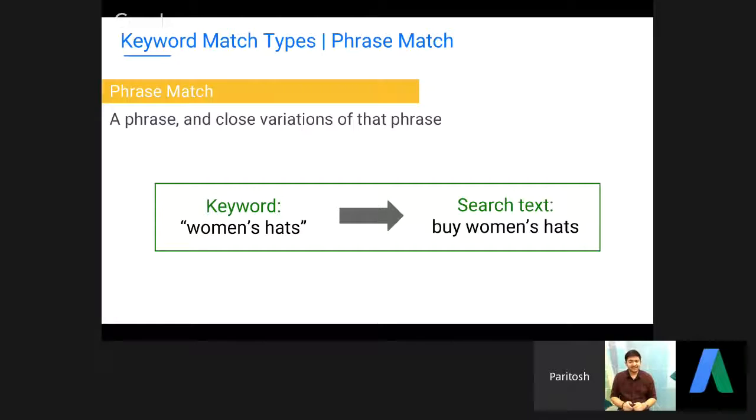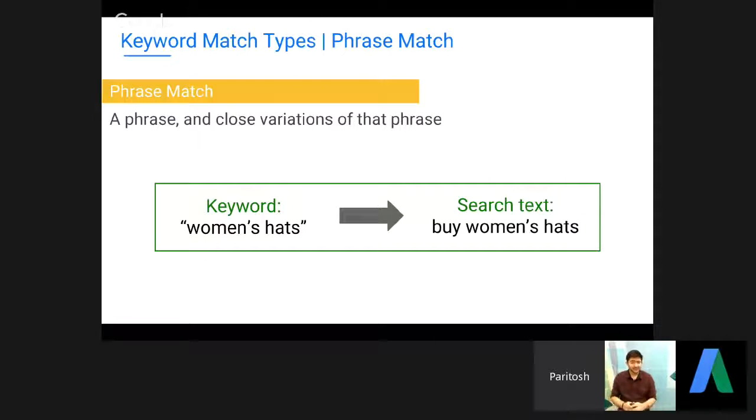Perfect. Next is your phrase match keywords. Now, phrase match keywords, as you can see, are used inside these quotation marks. And what it basically means is the search query on Google should be exactly in the same sequence as your keywords. If you look at the example here right now, if the keyword is women's hats, the ad will only trigger if the word women is preceding the word hats and a query is done on Google. The moment I search with the term hats for women, or any query on Google wherein the word women does not come before hats, the ad will not trigger.